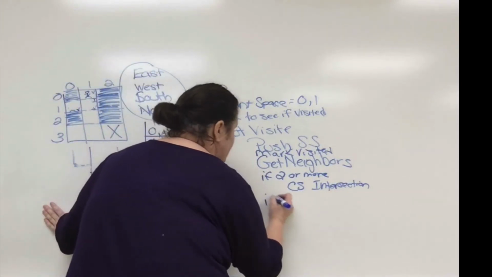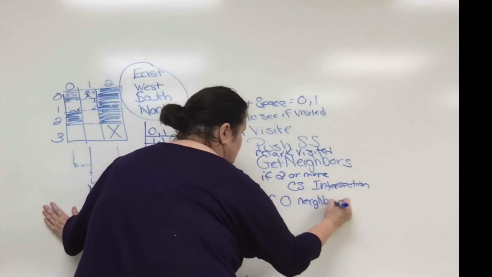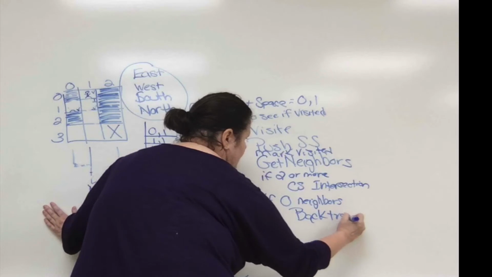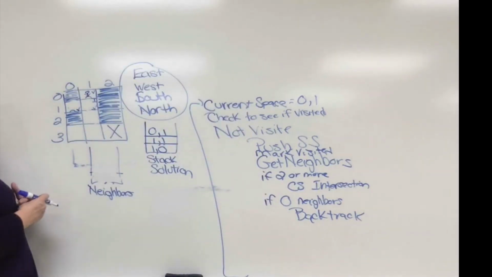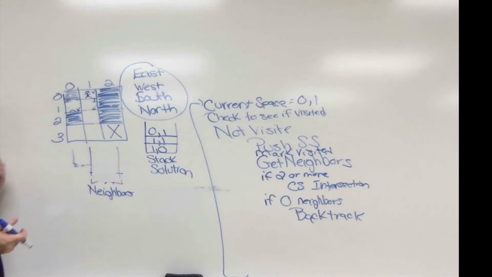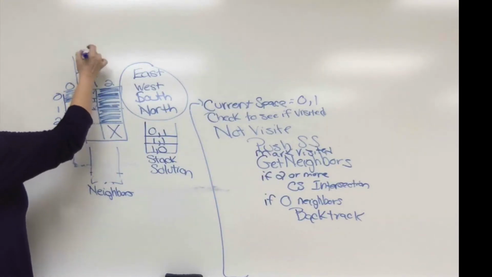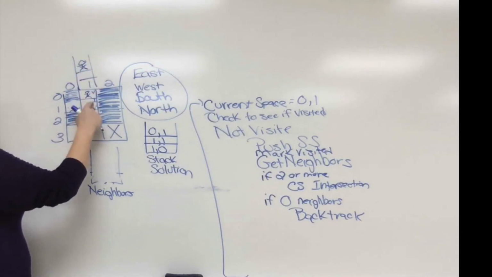Now, if I have 0 neighbors, I want to backtrack. Backtracking means that I'm going back to an intersection point. Now, in this case, I'm only going back 1, but let's say this went further down and I got my guy all the way here. Well, it would backtrack to this point here.